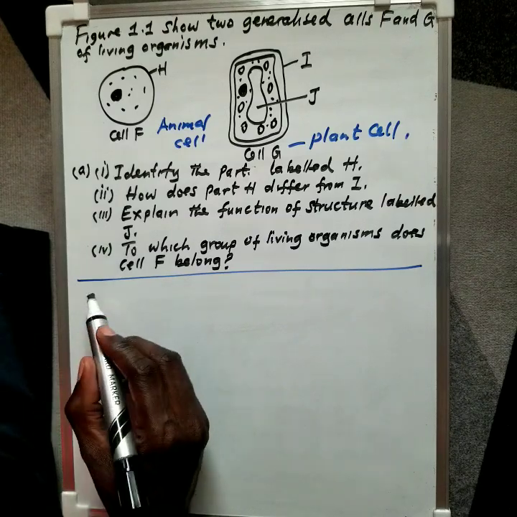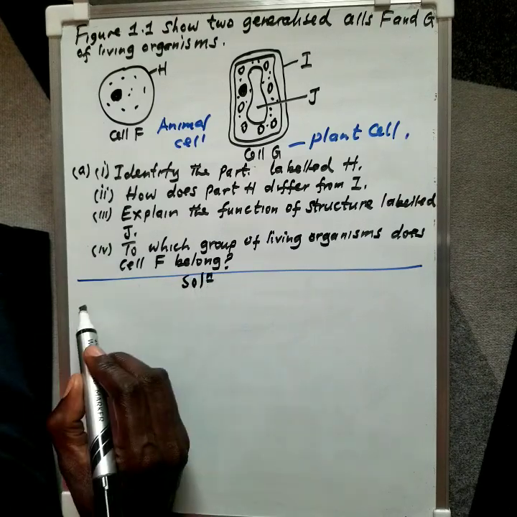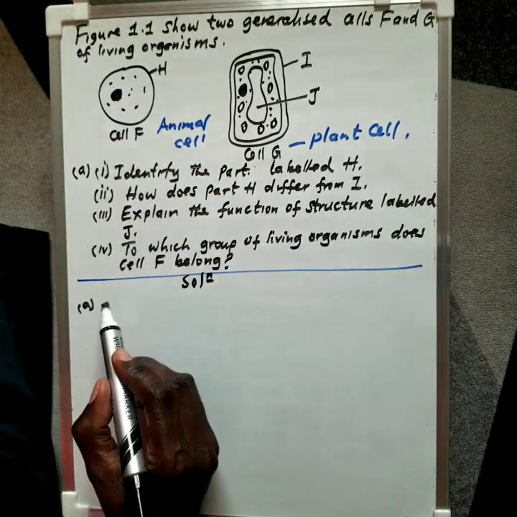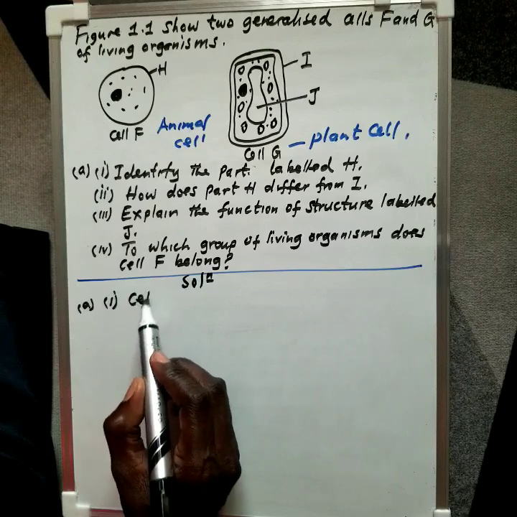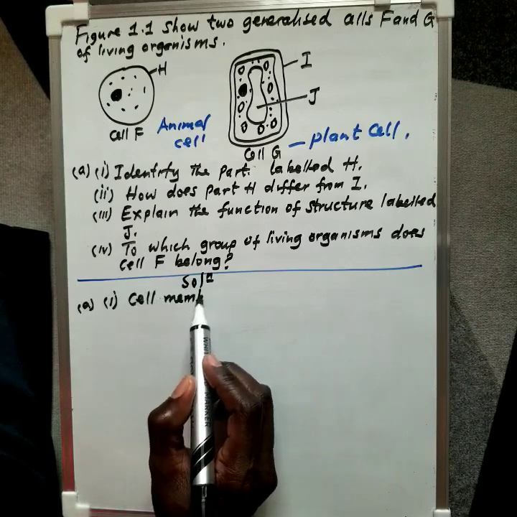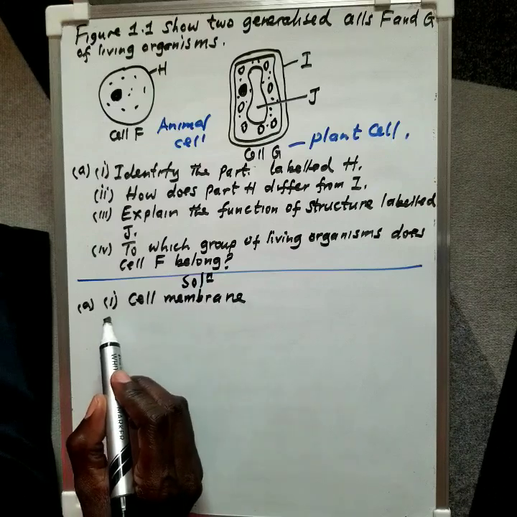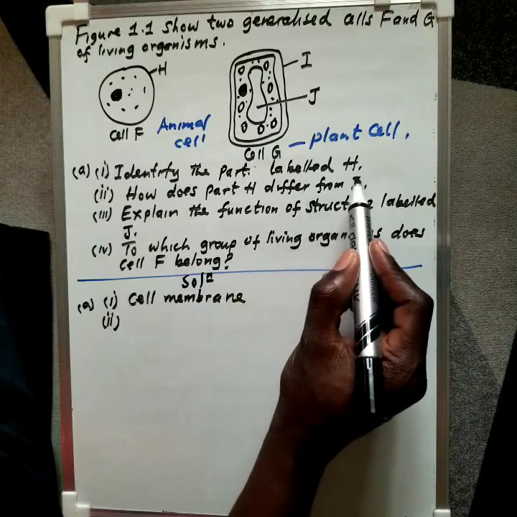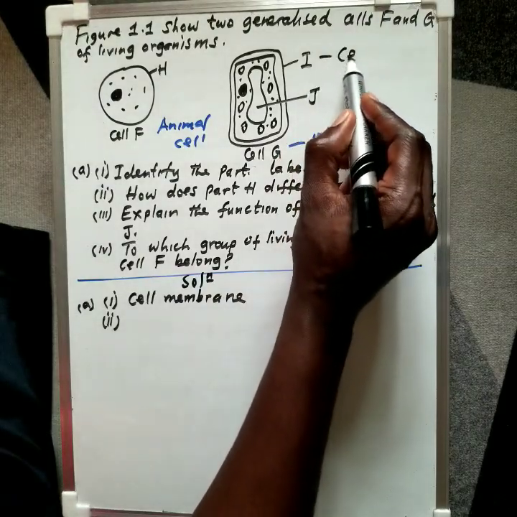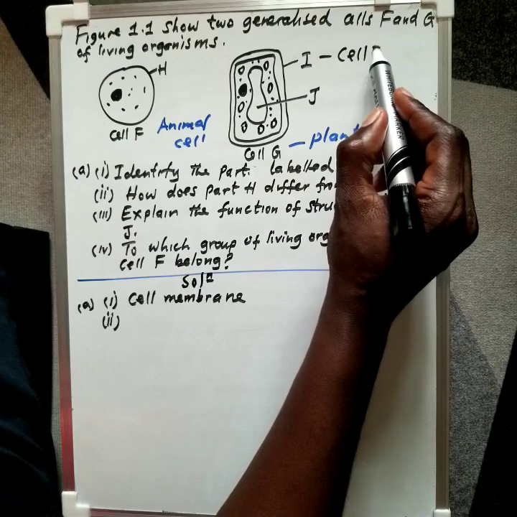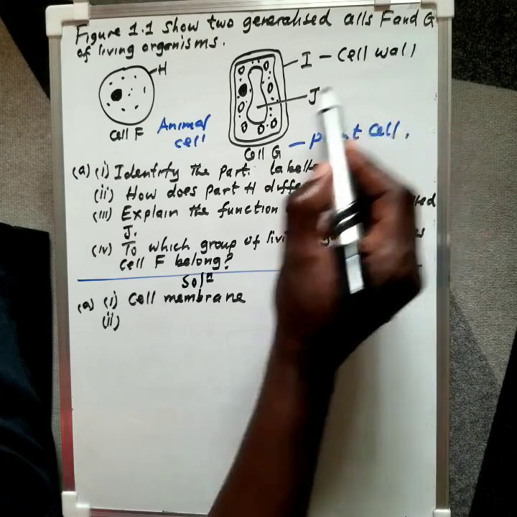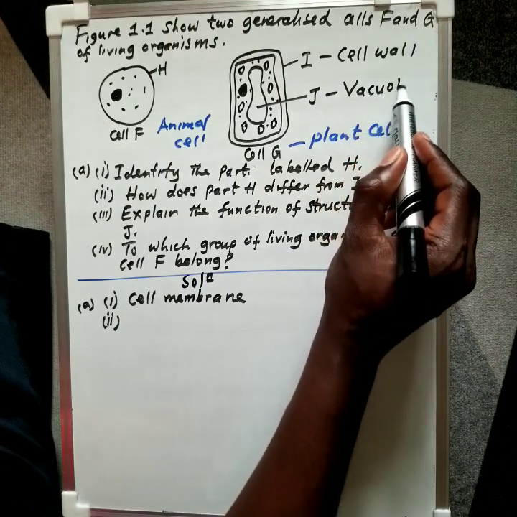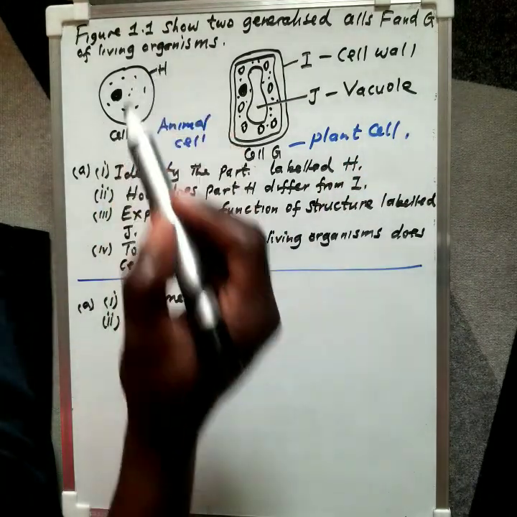So the question there, A, if you look at the solutions, simply says identify the part labeled H. H there is pointing to the cell membrane, so that is representing the cell membrane, right? So you don't need to struggle with that. 2, how does part H differ from I? Now if you notice, I is actually representing the cell wall, right? Then the part labeled J, we can just name them, that is the vacuole, that is what you need to remember, and H is the cell membrane.